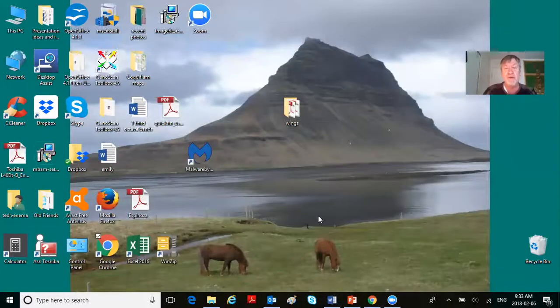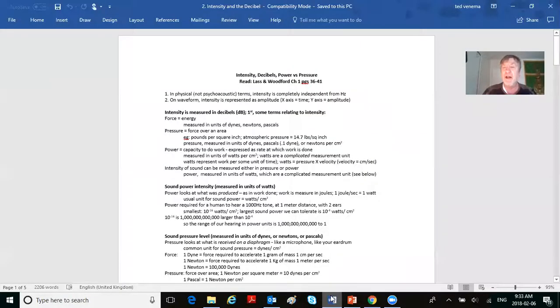Remember, all frequencies travel the same speed through air. But it's time to cover amplitude of sound and how we measure it. And we measure it by means of the decibel. So without any further ado, let's take a look at our notes. I will share screen here, and we will go to the notes and the PowerPoint. So there's my little shot of Iceland. Here would be the notes.